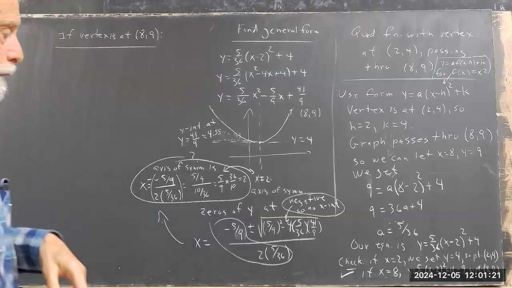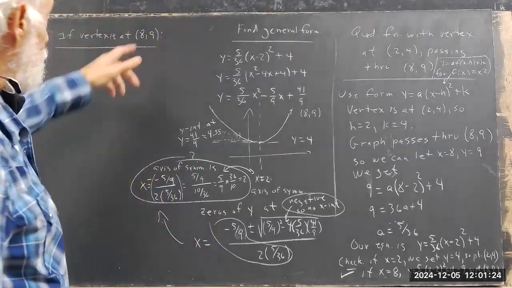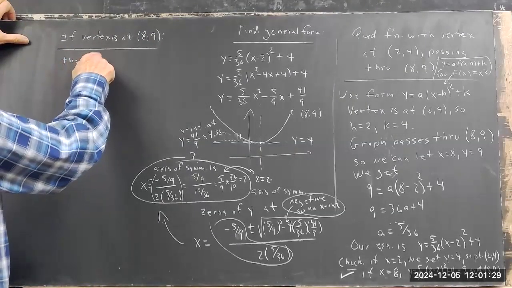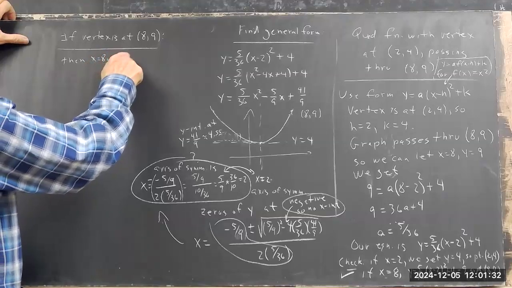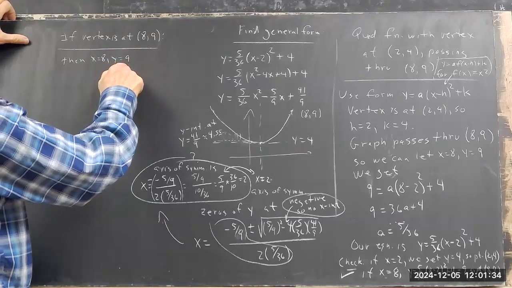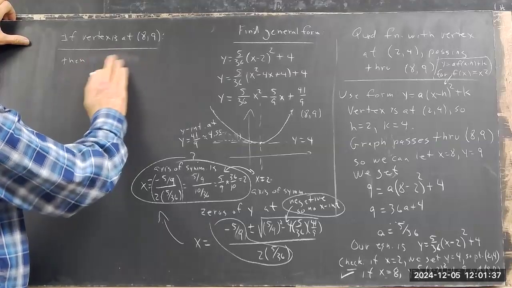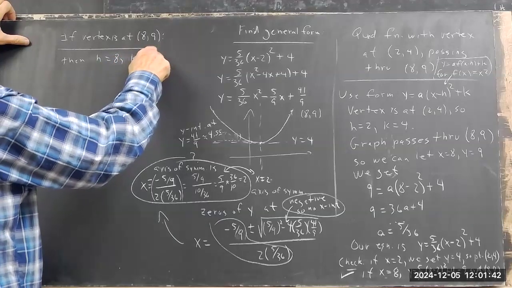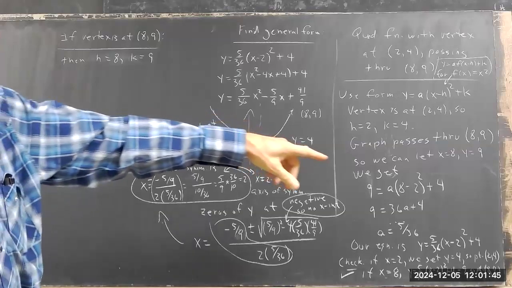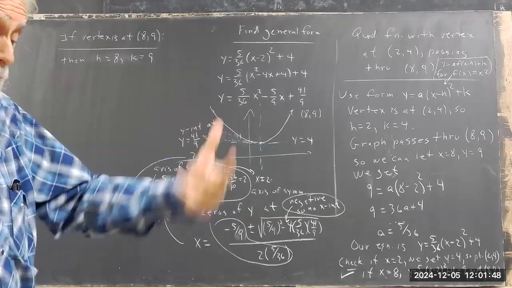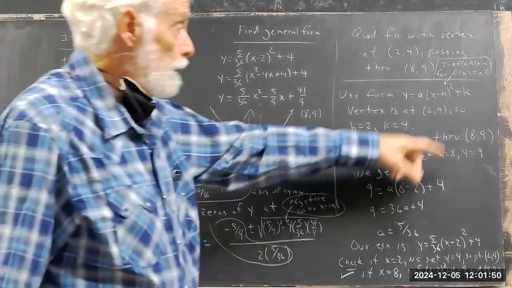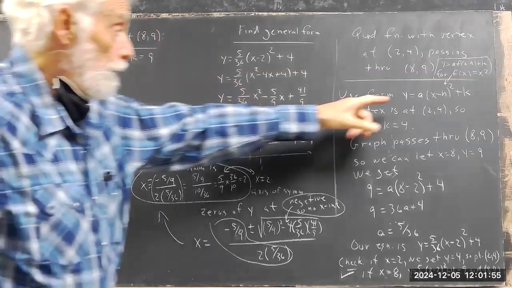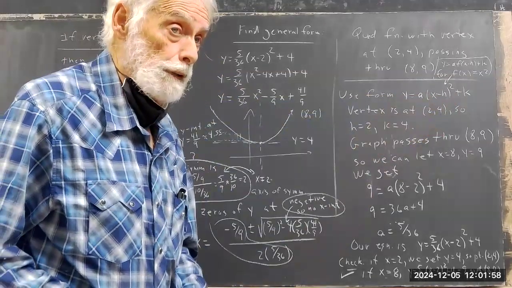Well, if we look at what we did over here, we substituted, abbreviating what we did over here. We identify H and K as the coordinates of the vertex, and they're 8 and 9. We're still going to have the same form of the function, and we're still going to be able to solve for A very easily.